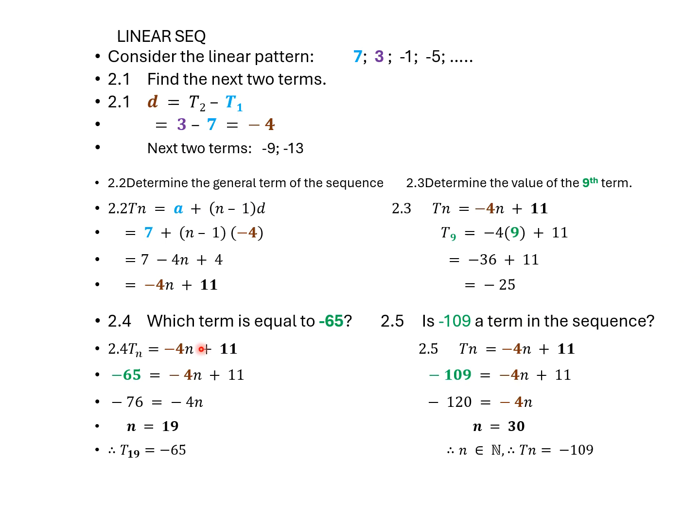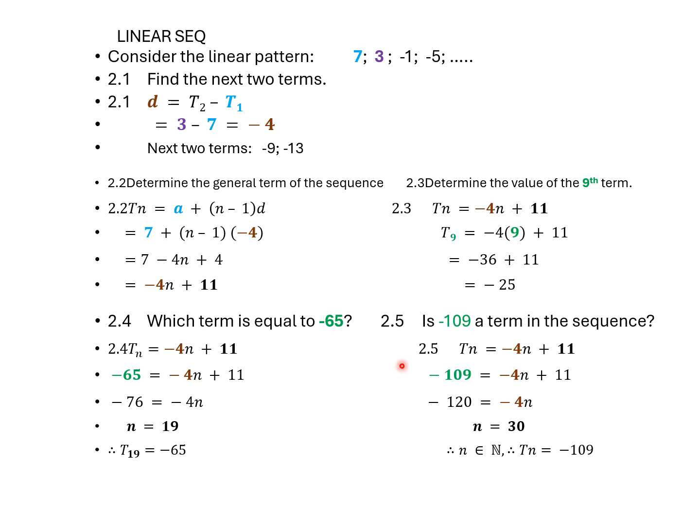We can also ask vice versa: which term is equal to minus 65? So Tn equals minus 4n plus 11, and Tn now equals minus 65. Minus 65 equals minus 4n plus 11. If I take 11 over, it's positive this side, it becomes negative. So negative 65 minus 11 gives me minus 76 equals minus 4n. Divide both sides by negative 4 and n equals 19. Therefore term 19 equals negative 65.